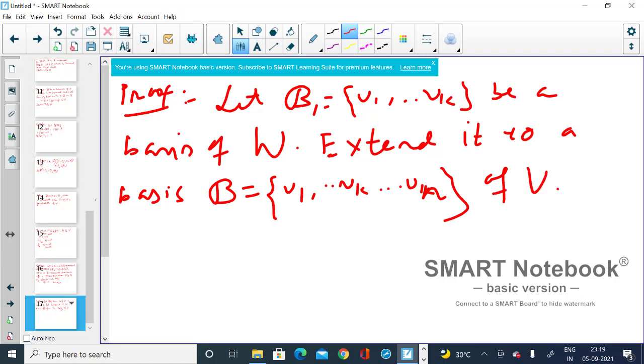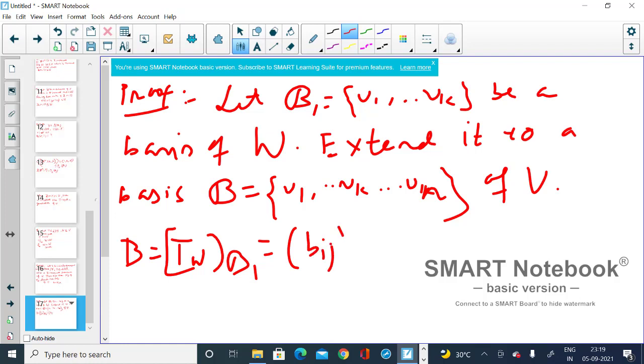So now what happened? There are two bases, right? One is for W and that is for B1. Now when you restrict T on W, so the map T_W, you can talk about the basis with respect to this map. Suppose the matrix of T_W with respect to this basis B1 is B_ij, with i and j from 1 to k.